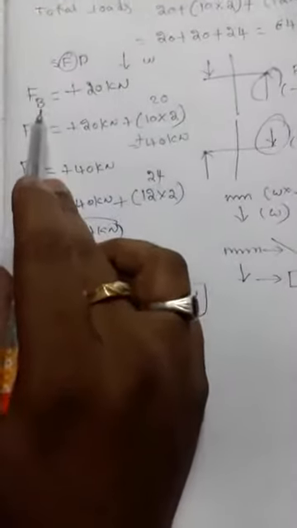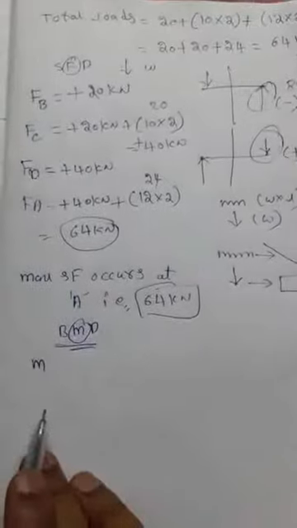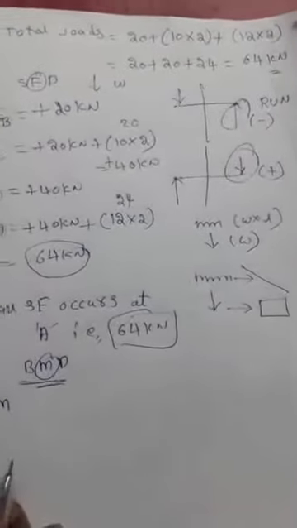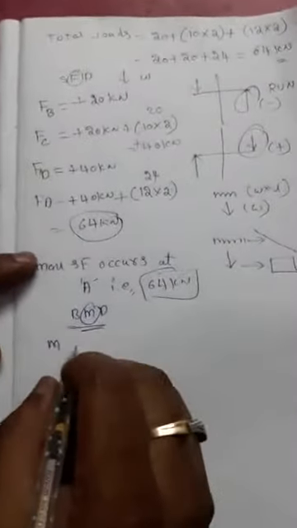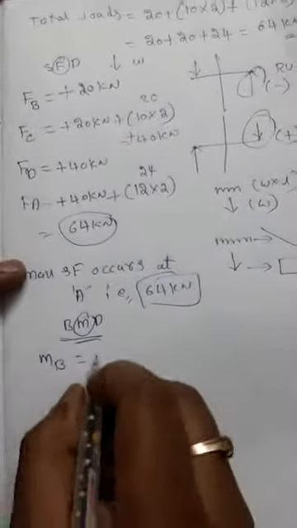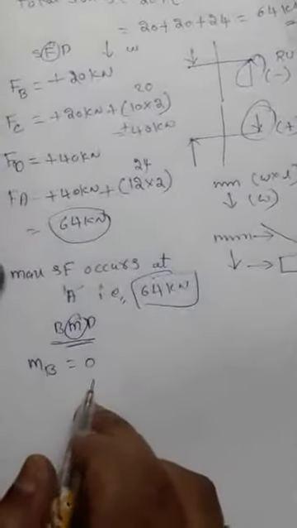For the shear force diagram, you were coming from B. For the bending moment diagram, you can also come from B. Why? Because here you come from B, and here also you come from B only. The denoted letter is M, and at B, the first point, MB equals 0.